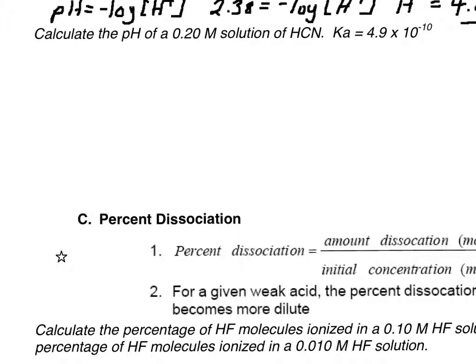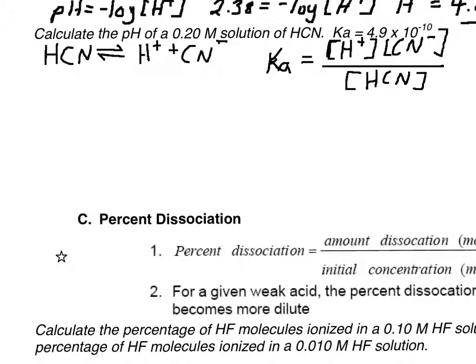Alright, so now we're going to do the opposite of what we just did. We're going to calculate the pH, and it gives us the Ka. You start out exactly the same. You write the balanced chemical equation, and you write your equilibrium expression. So let's do those two things. Okay, so here's our equation. Here's our equilibrium expression. Now, it doesn't give me pH, so I can't do what I did before.